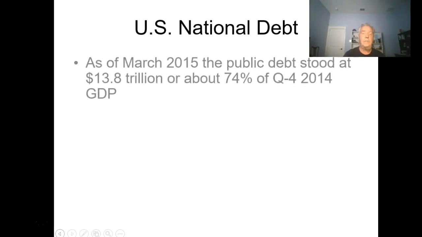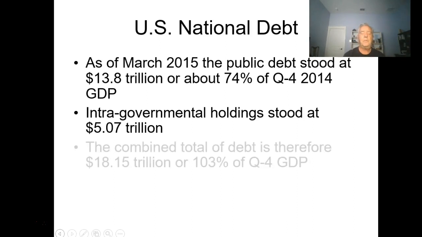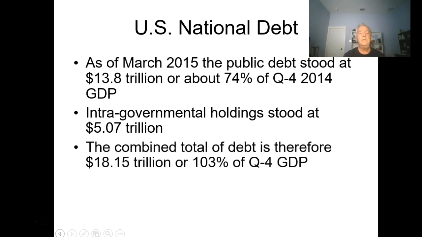U.S. national debt. I had the data for 2015, so we'll talk about 2015. As of March 2015, the public debt stood at $13.8 trillion, or about 74% of the Q4 2014 GDP. Now, what does that mean? What's the public debt? On top of that we have the intergovernmental debt. These are holdings that we owe of $5.07 trillion. The main part of this is Social Security and Medicare. The combined total of this debt in 2015 was $18.15 trillion, or 103% of Q4 GDP.